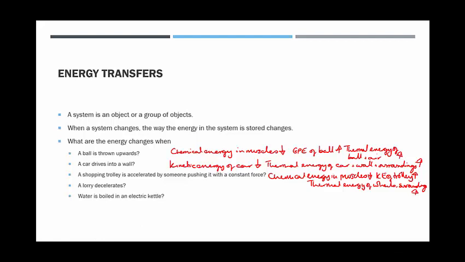Okay, when a lorry decelerates, again, we're starting with kinetic energy. So the kinetic energy of the lorry is going to decrease, and that once again is going to be converted into thermal energy, and that thermal energy is being produced and stored in the brakes and in the wheels and in the road surface. There'll also be some thermal energy in the surroundings.